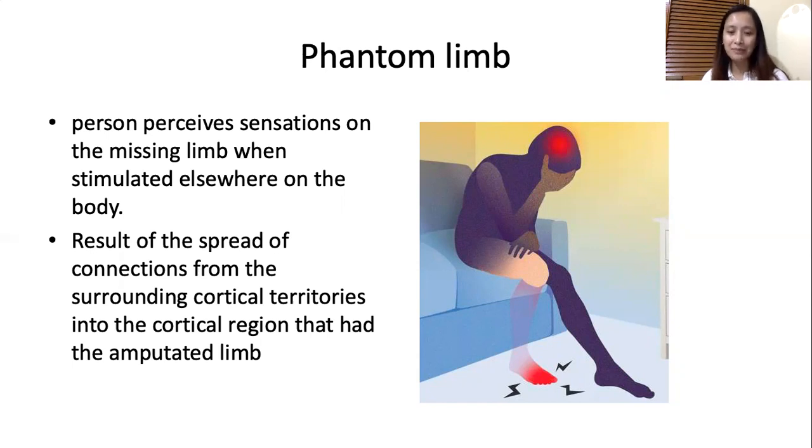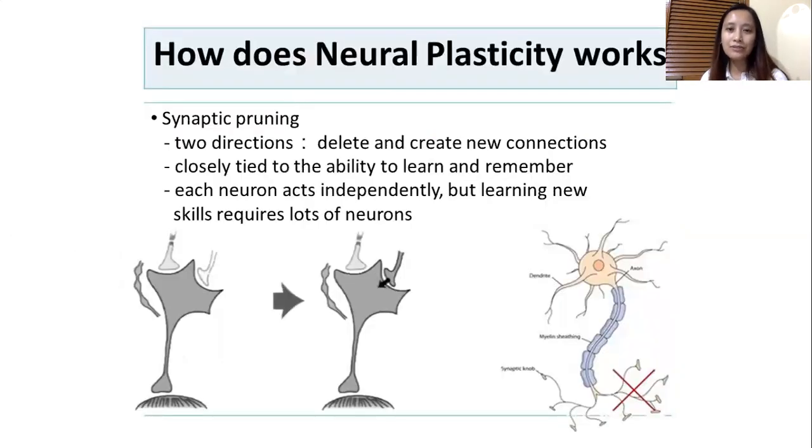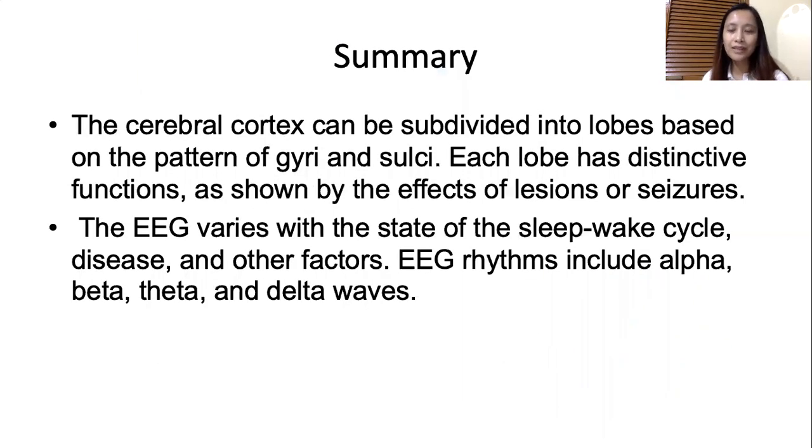So that's your phantom limb. Some patients feel like their limb is still there or they still feel a little bit of pain there, even if the limb is no longer there. This is called phantom limb syndrome. So how does neural plasticity work? Synaptic pruning can delete and create new connections, closely tied to the ability to learn and remember. Now each neuron acts independently, but learning a new skill requires lots of neurons. So when you're in med school, you really need to make a lot of new neural connections in order to learn a lot of new things in a short period of time.